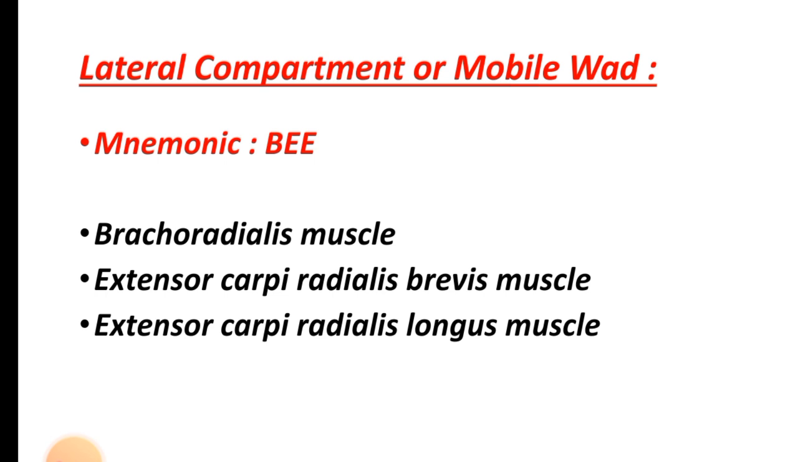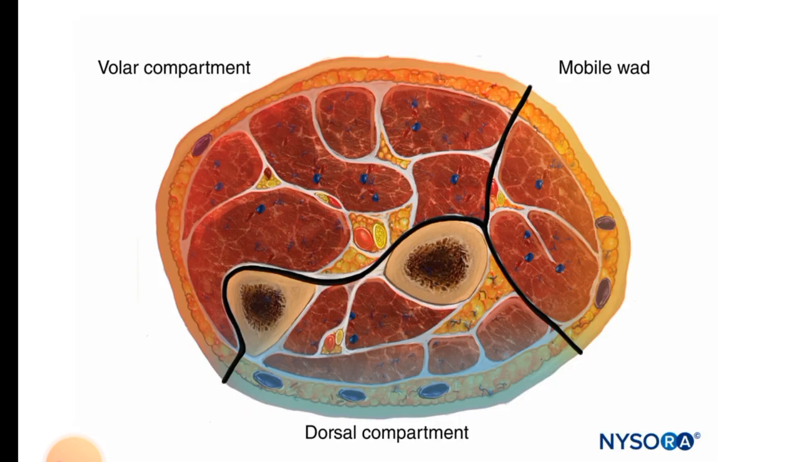So let's talk about the lateral compartment or the mobile wad compartment. Mnemonic for lateral compartment or the mobile wad compartment is B: brachioradialis muscle, extensor carpi radialis brevis muscle, extensor carpi radialis longus muscle.